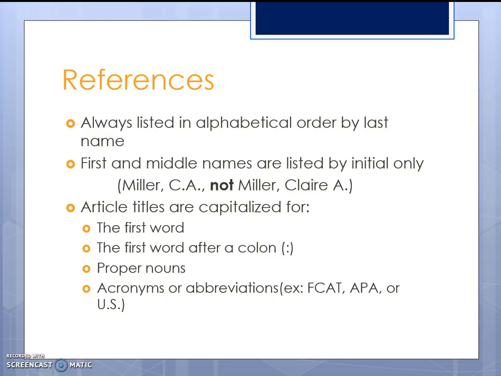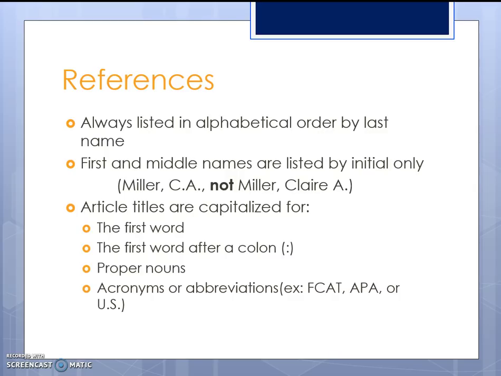Now there are also special rules for article titles. When we have an article or a book title, we follow the APA rules for capitalization. We only capitalize words in the following 4 instances, no matter how it's written in the original. Number 1, we always capitalize the first word. Number 2, we always capitalize the first word after a colon. That's the 2 dots, one on top of each other.